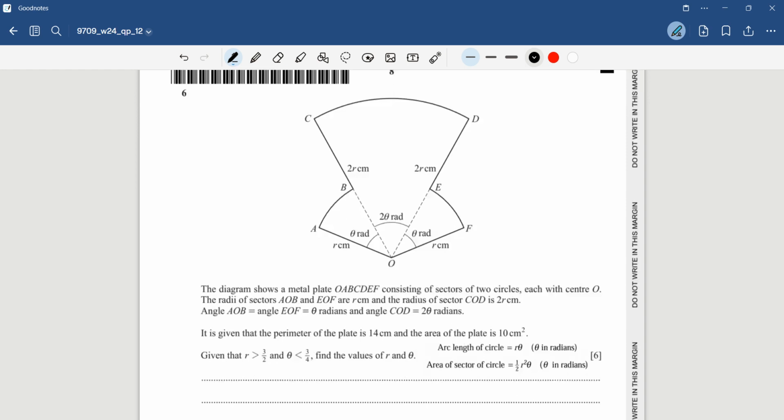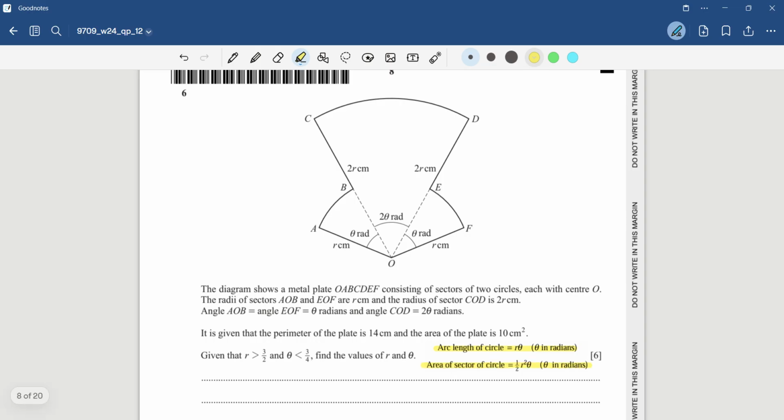We go to question number 6. So question number 6 is given this, and the question mentioned that the perimeter of the plate is 14 and the area of the plate is 10. And I already plugged in the formulas from your formula sheet. This is your formulas from your formula sheet. So you can utilize this, you can refer to this.